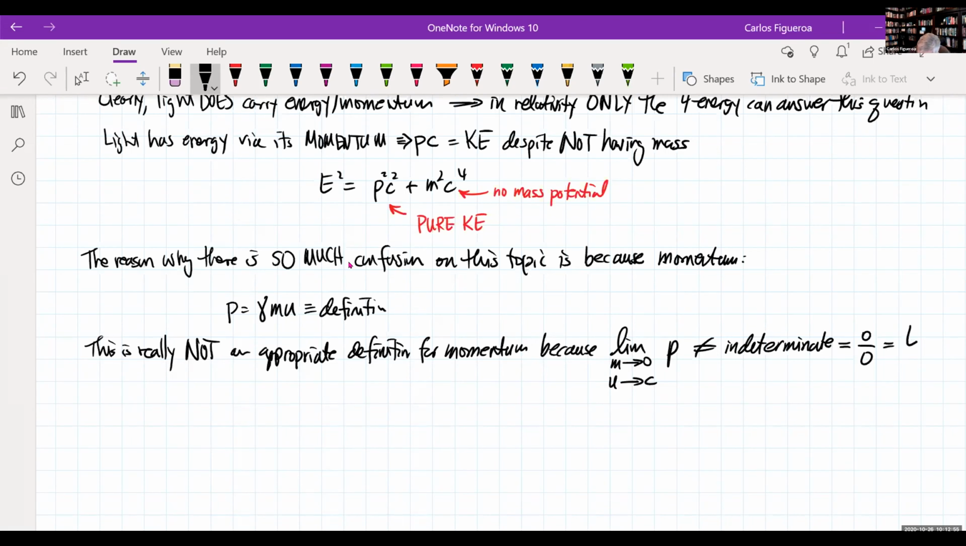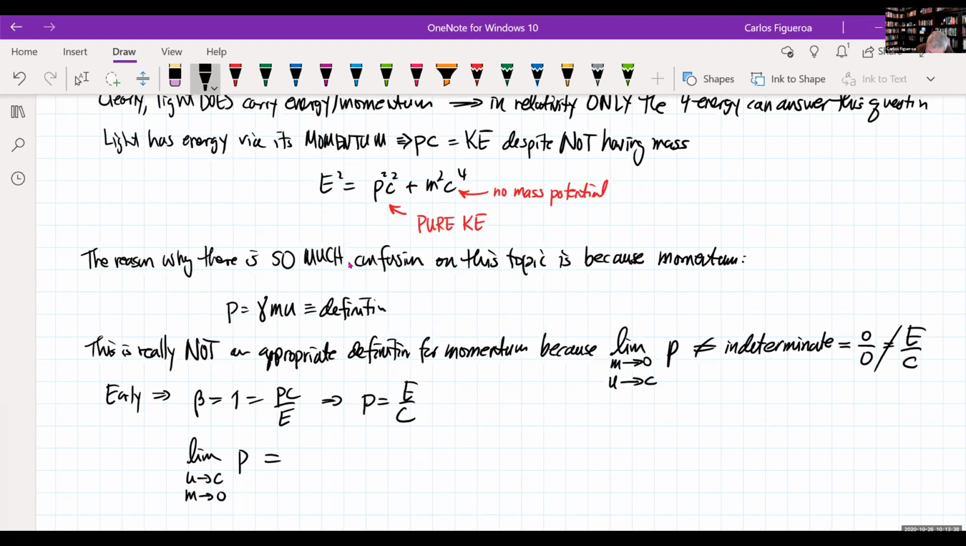Right? But this is not equal to E over C. Do you see the problem here? Let me state this slightly differently to make sure that you're seeing it. So earlier, we saw that beta was equal to what? 1 when you got P over C. This implies here that for massless particles, I should get this. And at the same time, we also saw that if I take the limit of u going to c and m going to 0, for p, what we got here was 0 over 0.